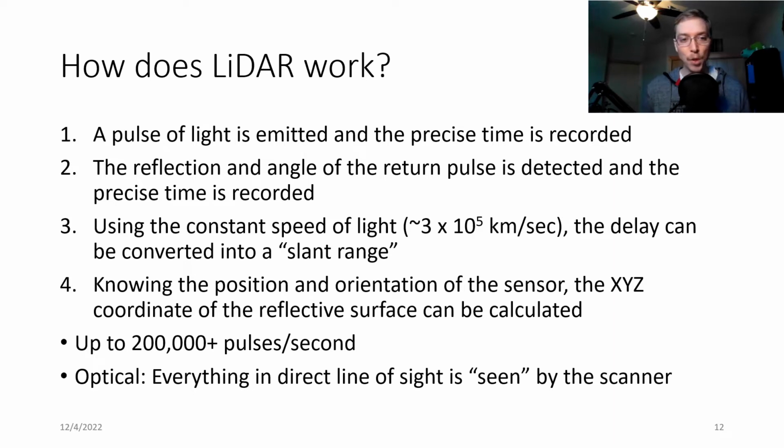As we said, it's optical. Everything in the direct line of sight is seen by the scanner. If you want to see more, you either have to move that scanner or have another pass where you're seeing different aspects at different angles.